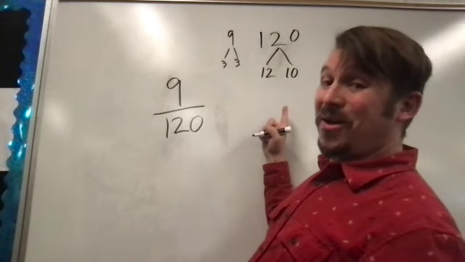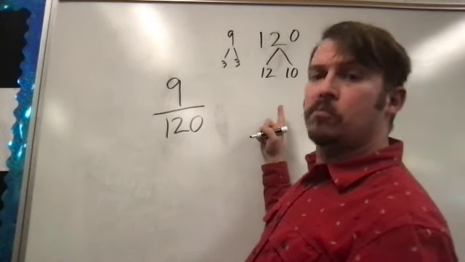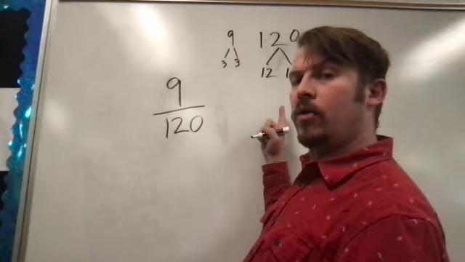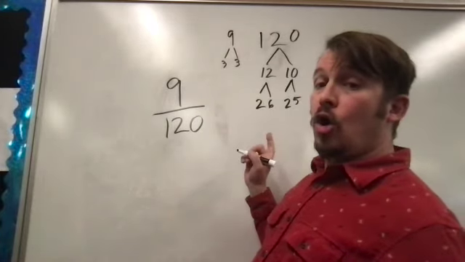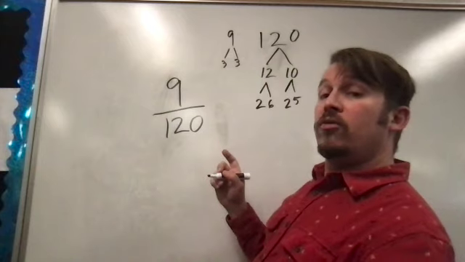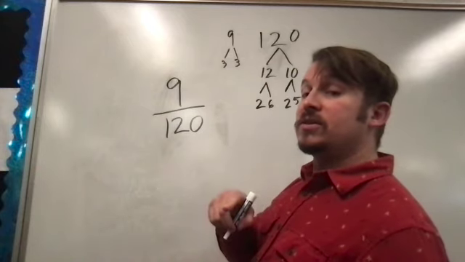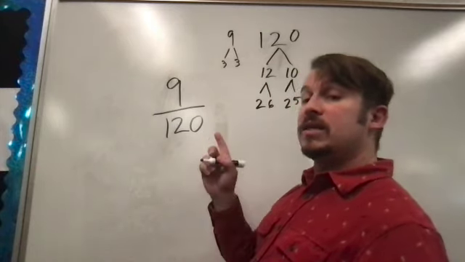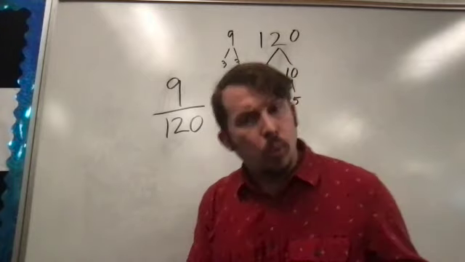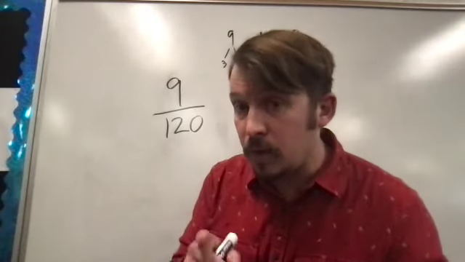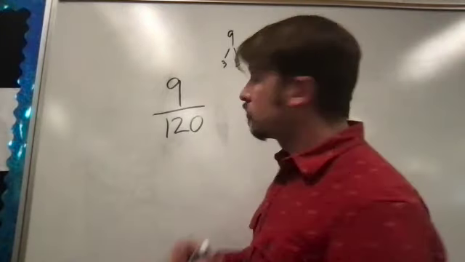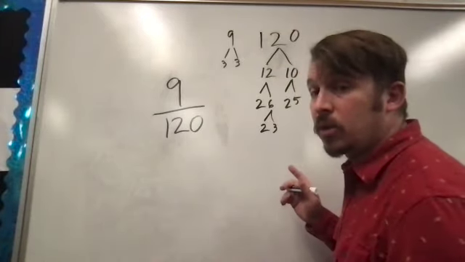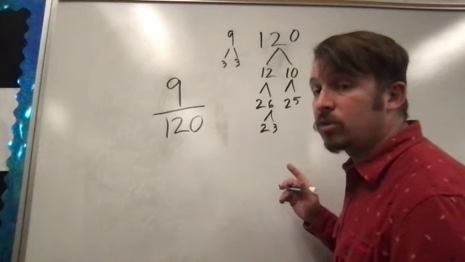Look at that. 120 is 12 times 10. Now what are our factors of 12 and 10? Okay, so 12 factors into 2 and 6, but 6 isn't done. We'll come back to that. 10 factors into 2 and 5. Why are we factoring into prime numbers? Because prime numbers can't be broken down any further. There we go. 6 factors into 2 and 3.